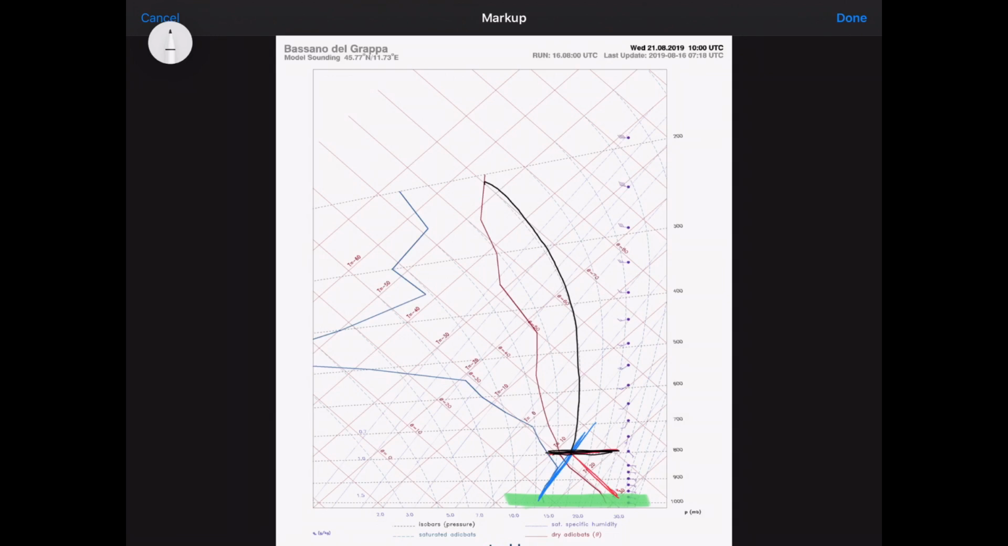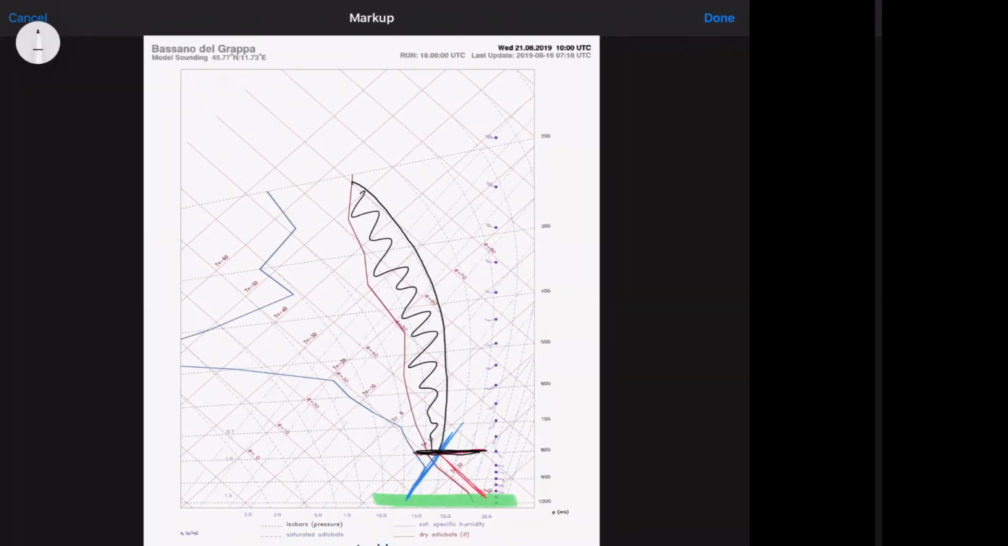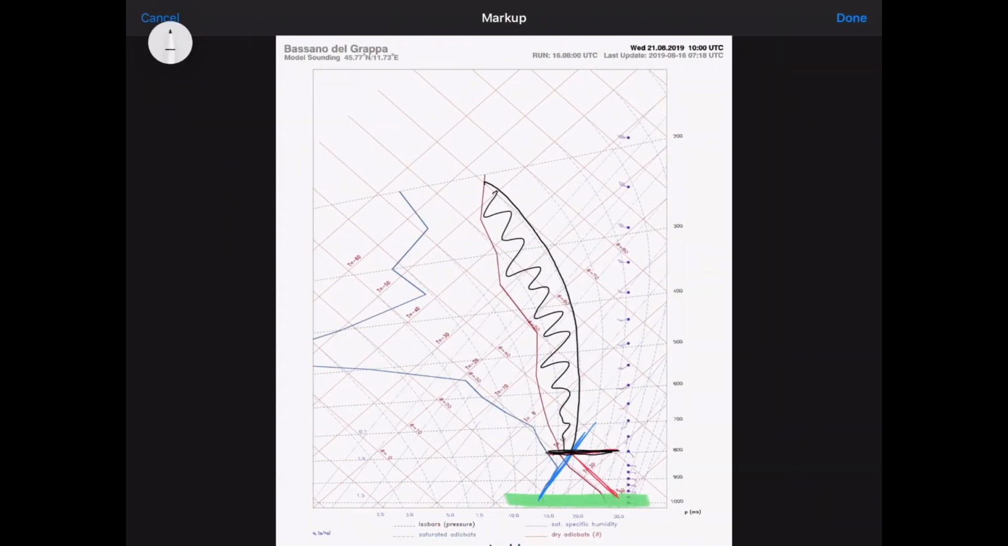So this is the temperature difference between the air in the cloud on this side and the air that it's rising through on this side. Now this area inside here is known as the CAPE, or convective available potential energy. Now the bigger the shaded area, in my experience, the more violent the thunderstorms.